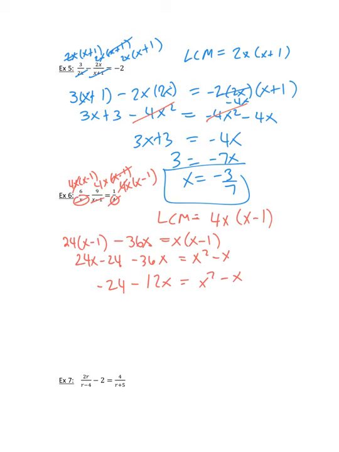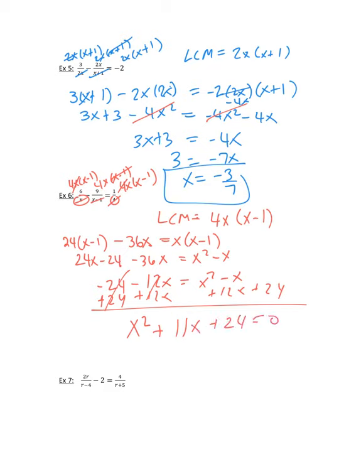I'm going to set this equal to 0, so I'm going to add 12x and add 24. So I have x squared plus 11x plus 24 is equal to 0. So I have factors of 3 and 8. So x equals, 3 and 8, both positive, so x equals negative 3, x equals negative 8. And I just double check. If I were to plug negative 8 or negative 3 in for x, I don't get 0 in my denominator, so I keep both answers.